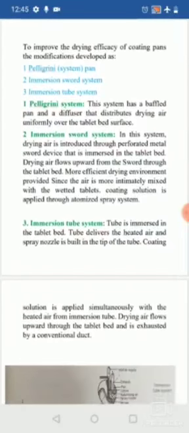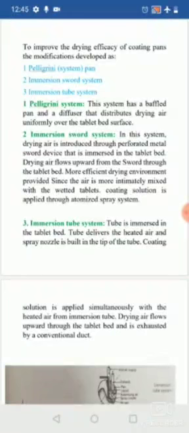So when coming to the immersion tube system, it is the same as the immersion sword, but it contains a tube. You are going to insert the tube at the bottom. This tube is going to deliver the heated air and a spray nozzle, which is built at the tip of the tube. The tube is sealed, and at the bottom there will be one small nozzle or opening, through which you are going to provide the air as well as the coating solution, as both of them are applied simultaneously. Then it is going to dry, and the air is going to flow upward. There will be more uniform distribution of the air and the coating solutions.